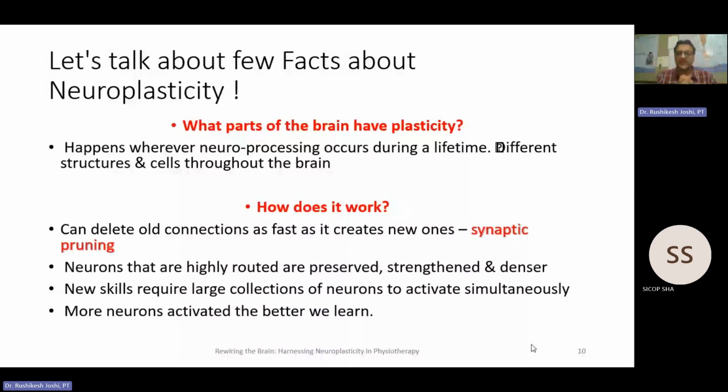The new skills require a large collection of neurons to activate simultaneously. So whenever I am doing some task for the first time, many neurons at a time will get activated. The firing up happening in the brain is in a large proportion. So the more the neurons are activated, the better we learn.